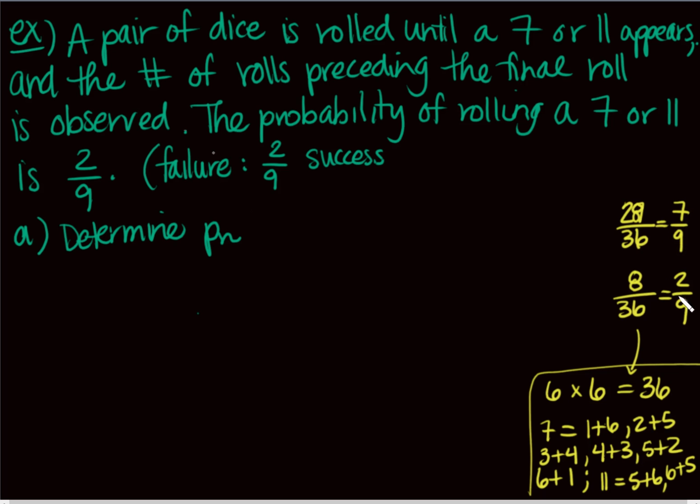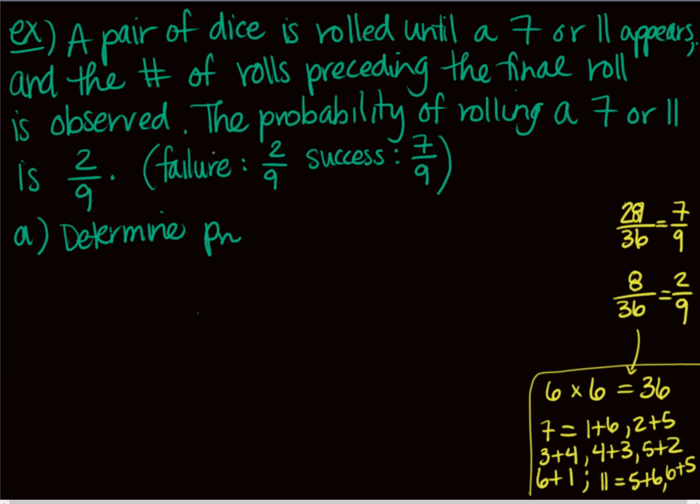And it makes sense that I either get a 7 or an 11 or I don't. This is the probability I get a 7 or an 11. This is the probability I don't. Those two should add up to be 1 because we got to get something. So a success would be 7/9. That's what we consider a success. I know it doesn't, don't think about success and failure in terms of what they actually mean.